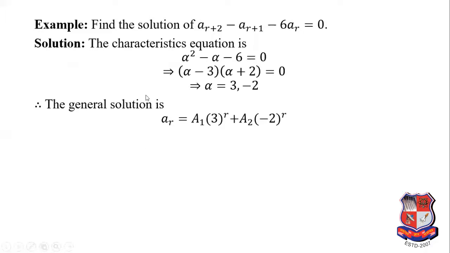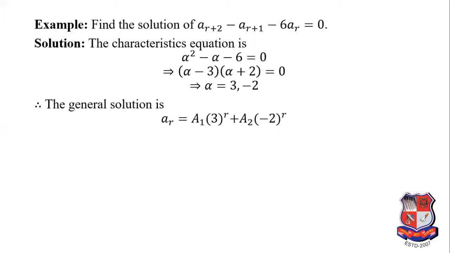Let's see an example. Find the solution of a(r+2) minus a(r+1) minus 6a(r) equal to 0. As the right hand side is equal to 0, it's homogeneous. Now, first of all, we need to construct a characteristic equation. For that, we need to identify the order of the recurrence relation. If we consider the subtraction of r plus 2 minus r, we get 2. So, we can say that the order of the recurrence relation is 2.